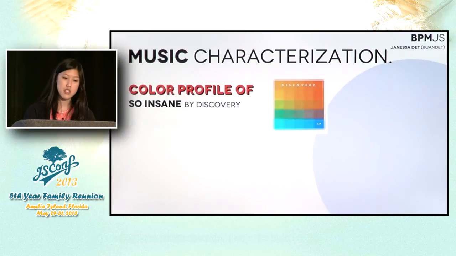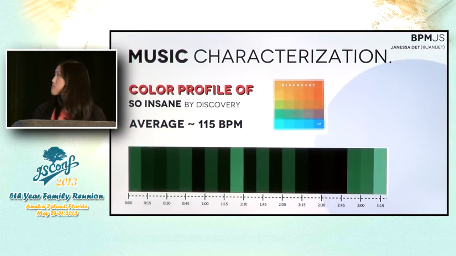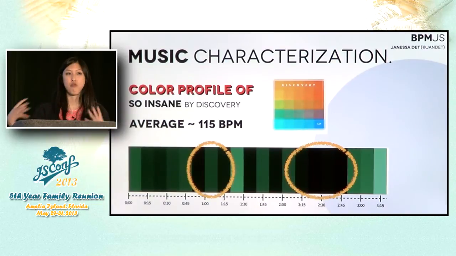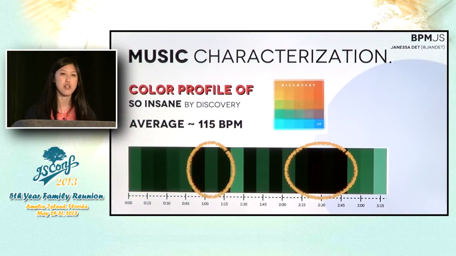I assigned some colors to it, where darker means a slower BPM and lighter means a higher BPM. And I found that these two patches, they're 10-second signals, so it's still pretty granular, but it actually picked up pretty closely to the timestamps on the bottom where these were happening. So I was really excited about that. I wanted to show you.